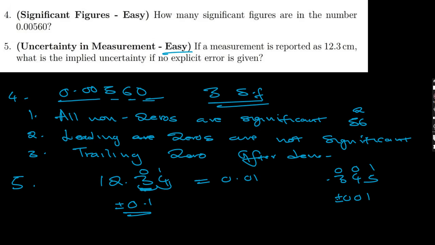So here we only have 3 there, so we can't put 0 here. We'll just go direct and put 1. So we're going to have 0.1, positive or minus. So this is our implied uncertainty. Now we can present our answer as 12.3, positive or minus 0.1. This is how you find the implied uncertainty there.